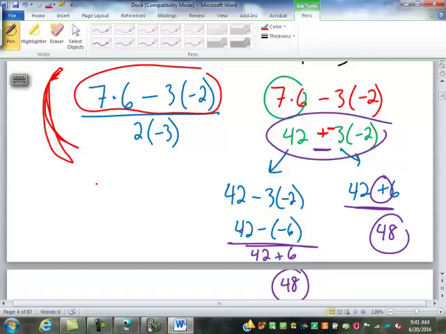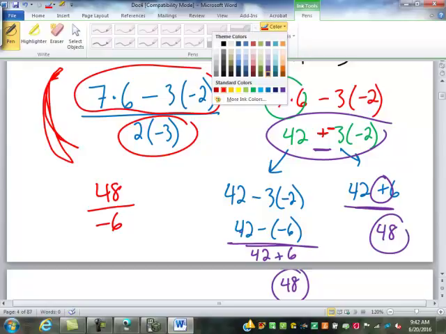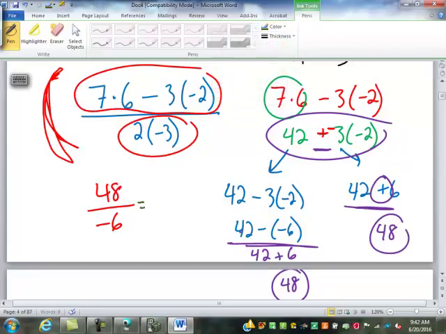So the top of that becomes 48. The bottom is 2 times negative 3, which is negative 6. Are we done? No, what do we have to do? Divide. 48 divided by negative 6? Negative 8. Good. Any questions?